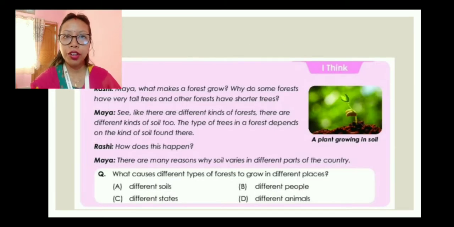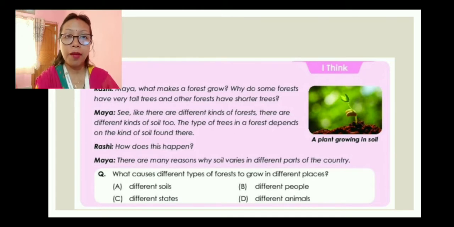Now first we are going to start with the conversation between Rashi and Maya. Rashi, Maya, what makes a forest grow? Why do some forests have very tall trees and other forests have shorter trees? Maya, see, there are different kinds of forest, and there are different kinds of soil too. The type of trees in a forest depends on the kind of soil found there. So how does this happen?